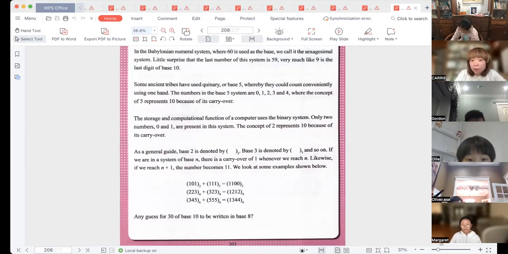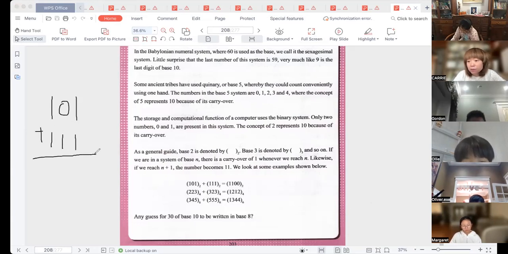Oddly enough, when we're calculating two numbers in base 2, actually they're still using the same method as we usually do in problems. Okay, so you stand up. Get it, Oliver? Okay, so 1 plus 1. So Margaret, 1 plus 1 in the 10 base world should equal 2, right? But unfortunately, here it equals 10. Because it equals 0 and carries over 1.